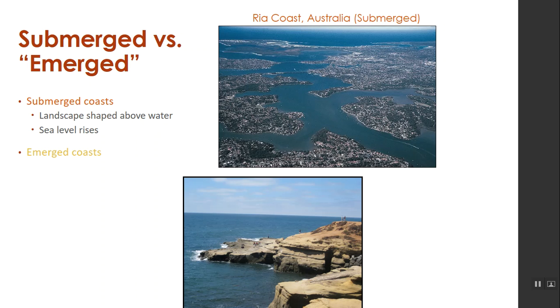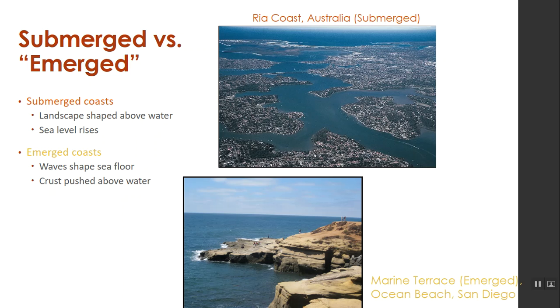Then you have emerged coasts, where waves shaped the sea floor, and then the crust was pushed up above the water by tectonic forces. So a landform that was previously underwater was pushed up. And here's a marine terrace in Ocean Beach. This marine terrace was actually formed underwater, and then tectonic forces lifted it up out of the water. So just remember, submerged formed first, then filled in with water; emerged formed underwater, and then is pushed up above the water.